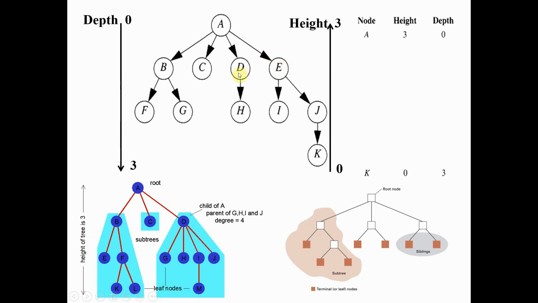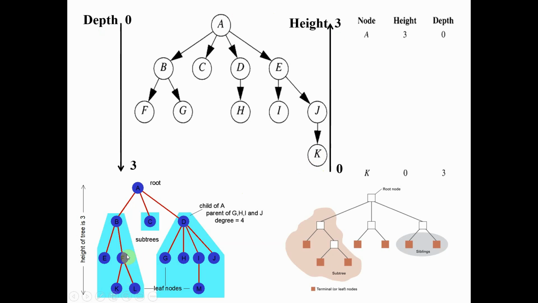How about the height of this one? It's only 1. How about this one? It's 0. How about this one? It's 1. And the height of this one is the length of the path that goes from A to K, so it's 3. So pay attention to the difference between height and depth. And the depth of a tree is the same as the height of a tree, which is the height of the root, or the depth of the deepest leaf.